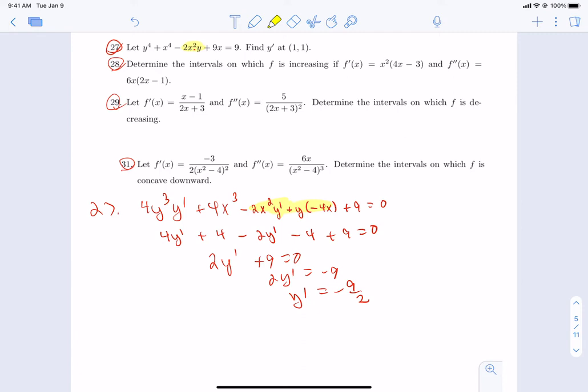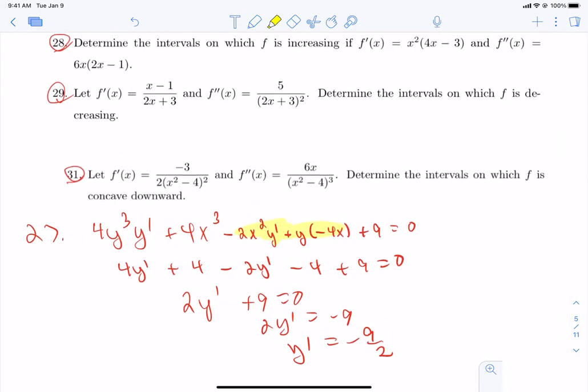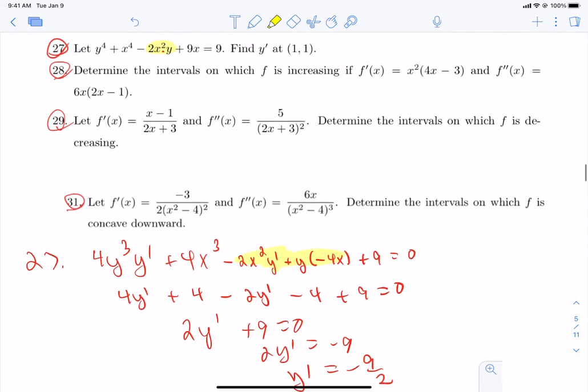Where the second derivative is positive, it's going to be concave up. Where the second derivative is negative, it's going to be concave down. So let's use that information. And if you didn't know that, you might want to write that down. For 28, it says find the intervals on which f is increasing. So for increasing, we do not care about the second derivative. So we're only going to be focusing on what's happening at the first derivative.